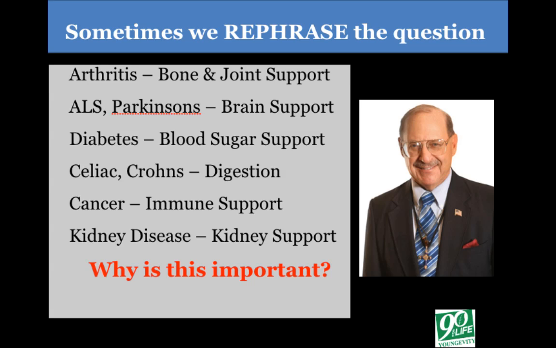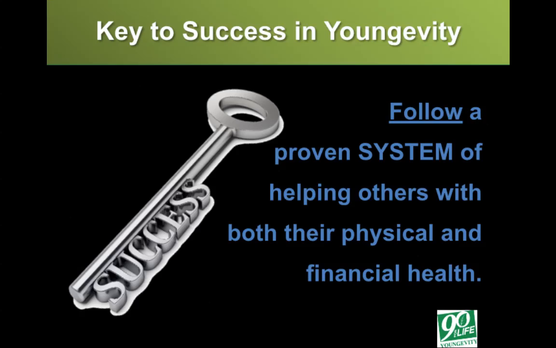And remember veterinarian medicine: do the animals need to know the name of the disease in order to get results? We don't even need to know the name of the disease to be able to help people. We just have to follow the system. And that's the key to success. If you look at Dr. Wallach, why he did this, the key to success is following a proven system of helping other people with both their physical and financial health. Now, I'm not going to talk a lot about the financial health, but let me underline that, except on the wall. I don't want to use a marker and underline it on the wall.